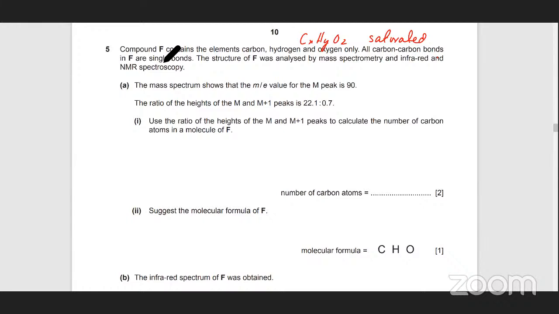और फिर ये कि what's given is कि the structure of F was analyzed by mass spectrometry and infrared and NMR spectroscopy. ठीक है, so there's the 3 analytical techniques that are being used. और तीनों में ये कि all 3 they provide different information. So starting with the first thing, the mass to charge value of the M peak is given, and that's 90.